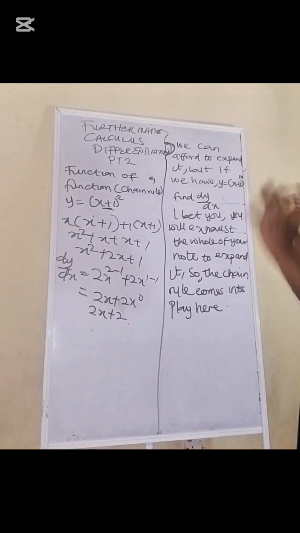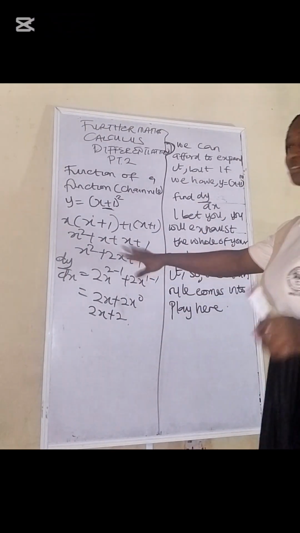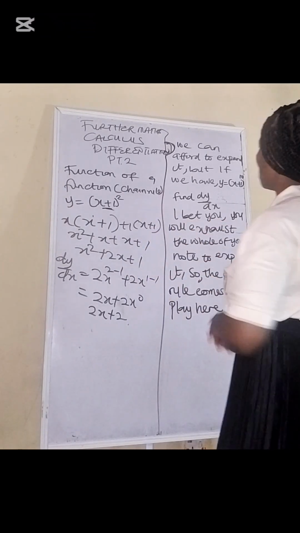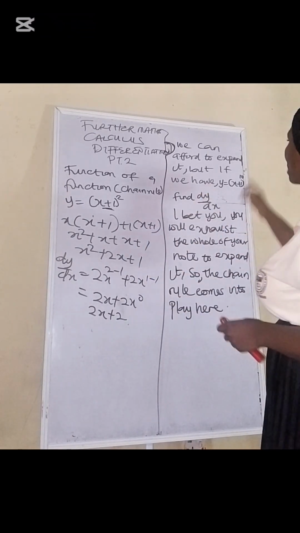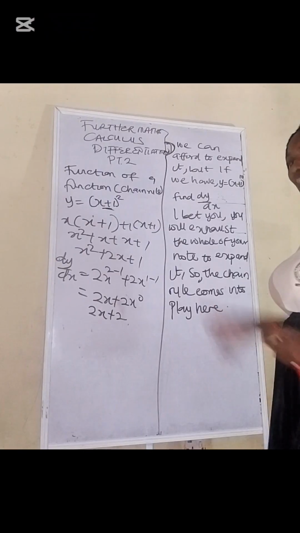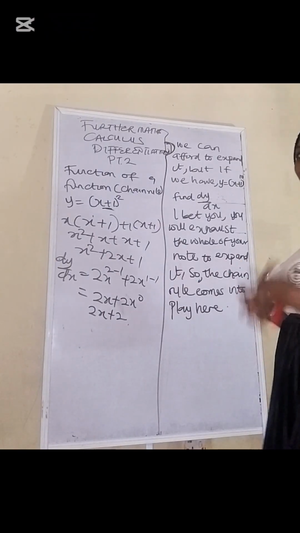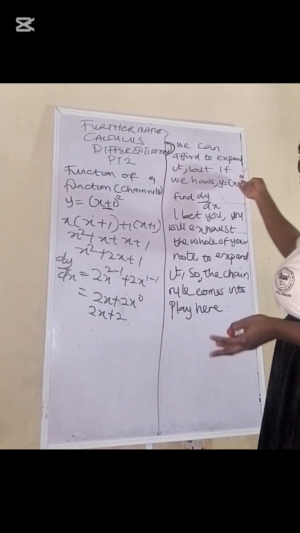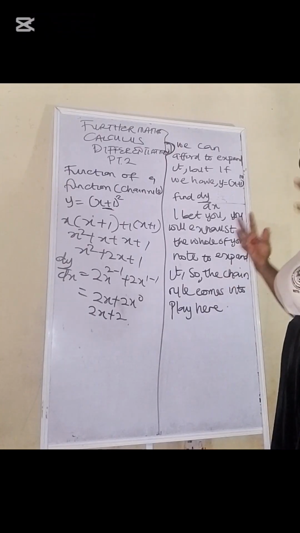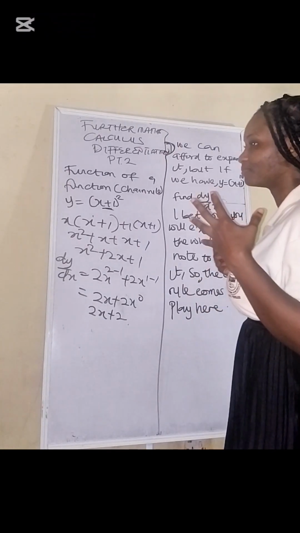Now, we can afford to expand it. It's easy for you to expand this one because it is raised to power 2. But if we now have y equals (x minus 11) raised to power 10, can you expand it? We are going to exhaust our time. We have to find the dy/dx of this one. It's going to be so tiring and so stressful.